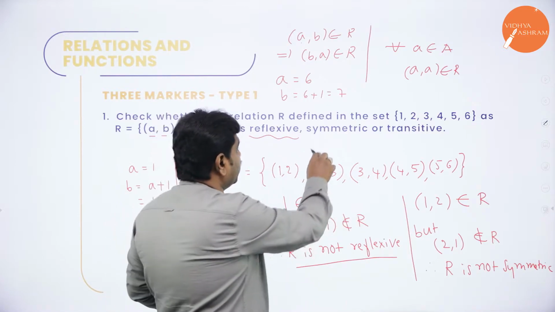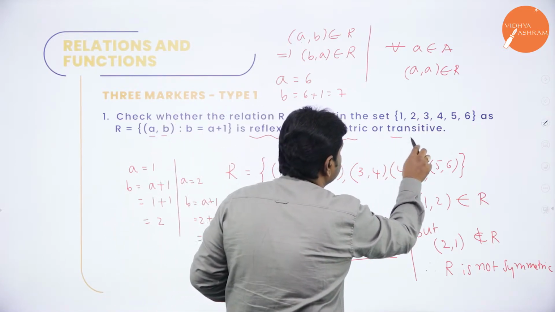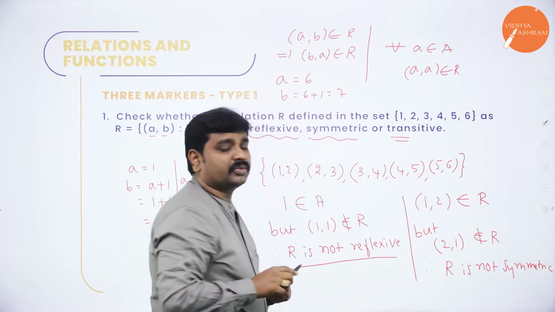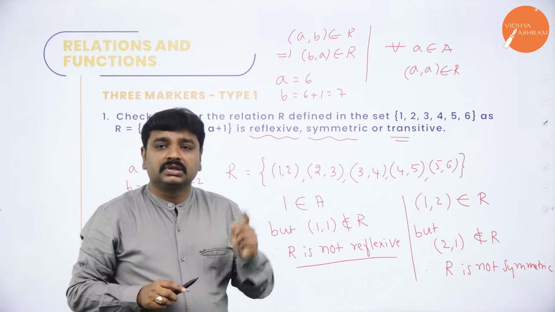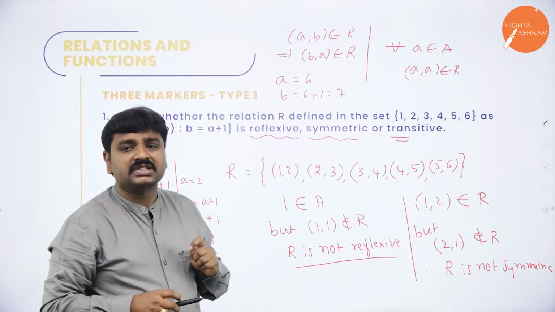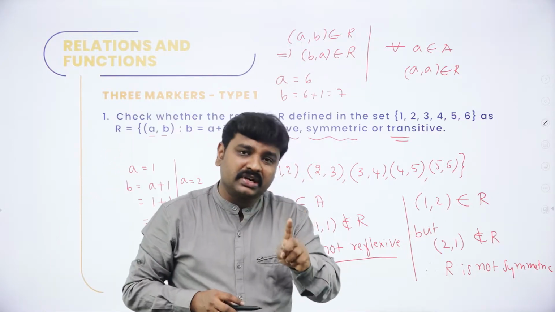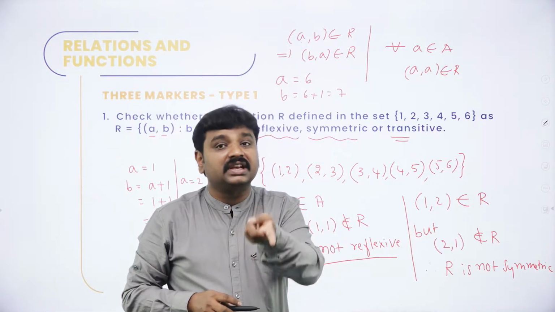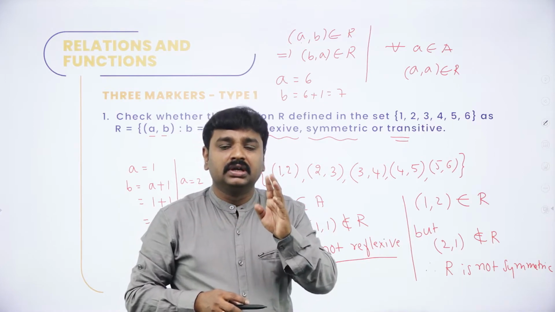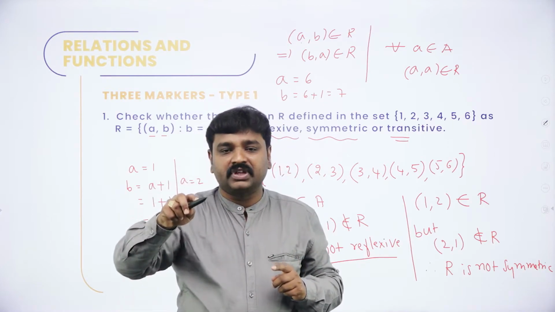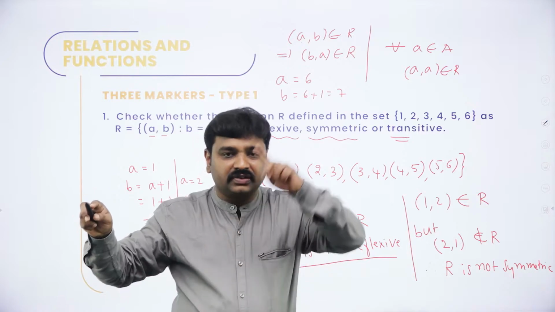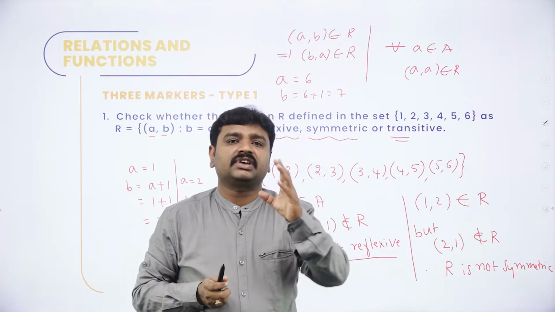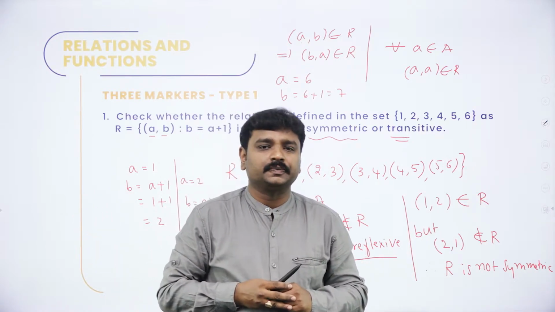Now I have to verify whether it is transitive. So recollect the definition of transitive. What is transitive? If (a, b) belongs to the relation and (b, c) belongs to the relation, then (a, c) should belong to the relation. Or if the first is related to the second and the second is related to the third, then the first and third should be related. Then we can say it is transitive.